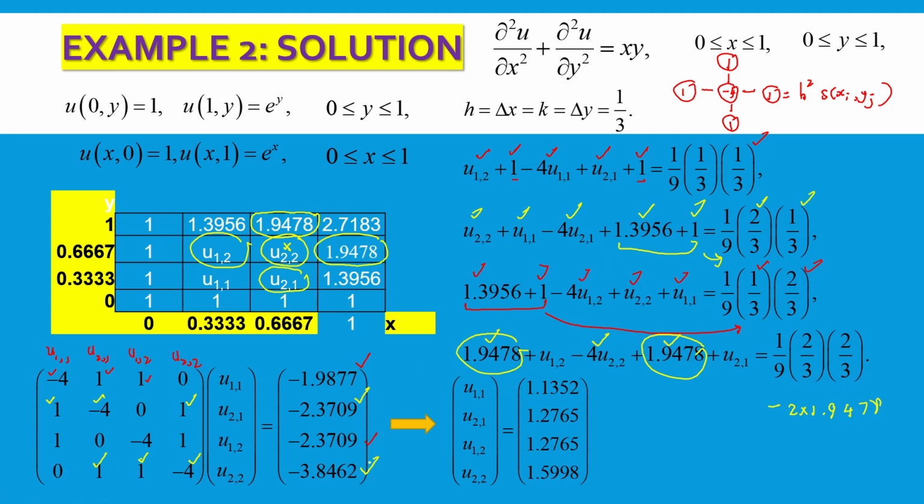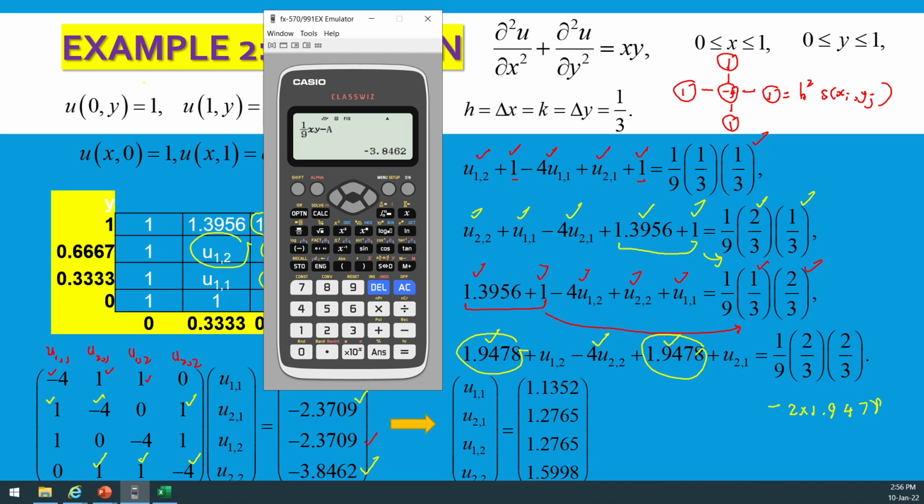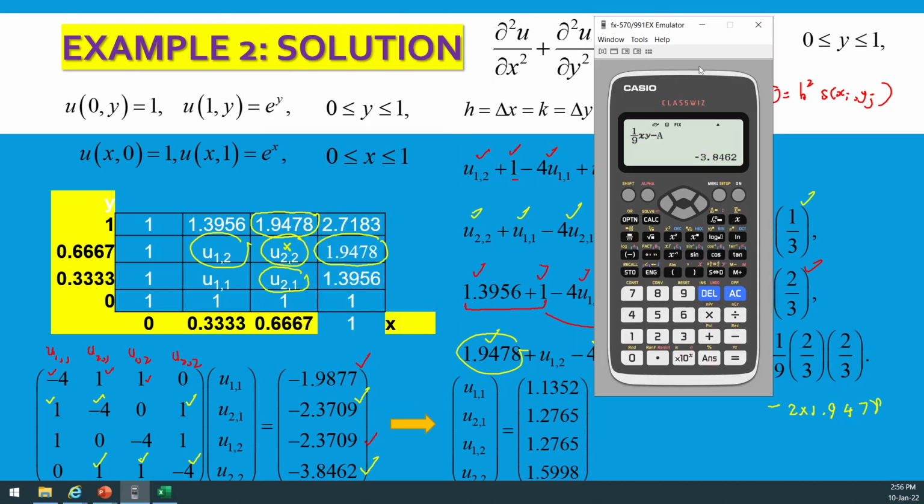Okay, and you can quickly obtain the solution of u11, u21, u12, u22 using the scientific calculator of the model 570EX Classic. So you may go to the menu, then simultaneous equation for four unknowns. Key in the coefficients of the linear equations one by one.